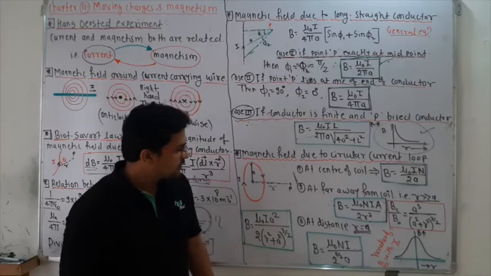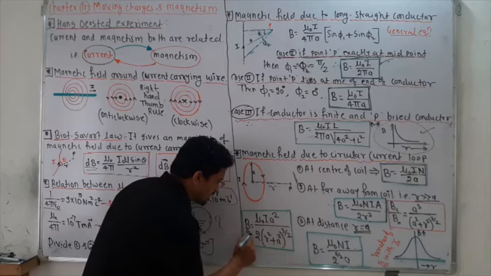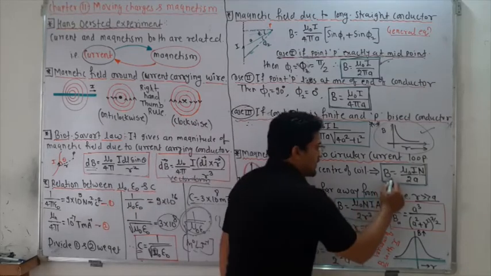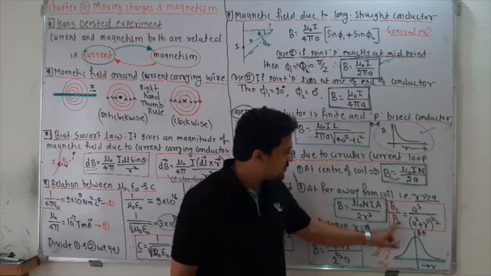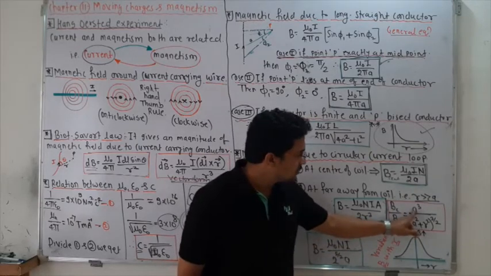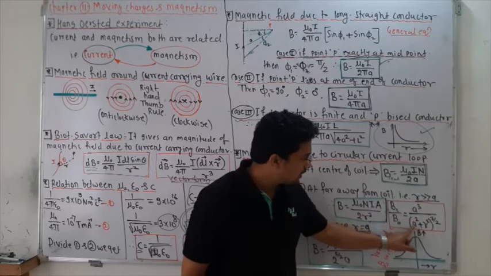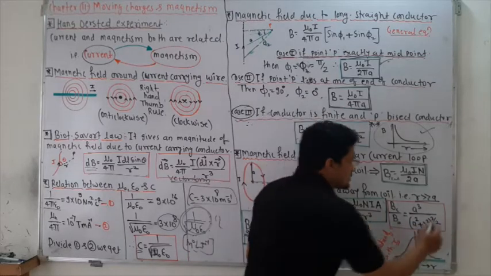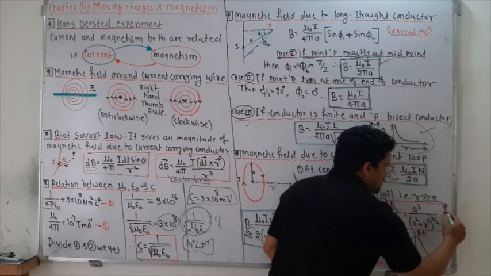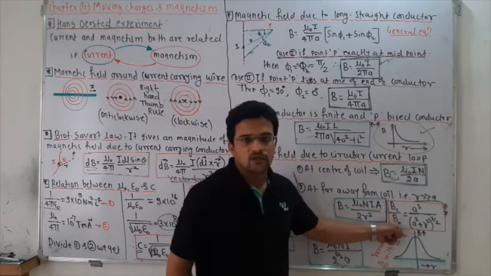Now consider B axial, this is the magnetic field along the axis, and this is the magnetic field at the center. What is the ratio B center divided by B axial? You will get this equation: a to the power of 3, and then into bracket a square plus r square raised to 3 by 2. So remember this equation. This is the relation between the magnetic field at the center and the magnetic field at the axial point.